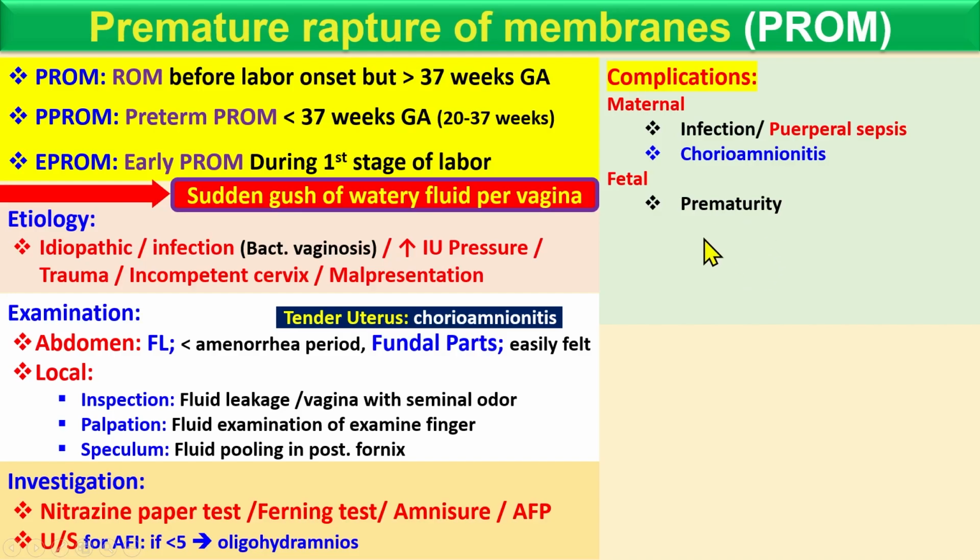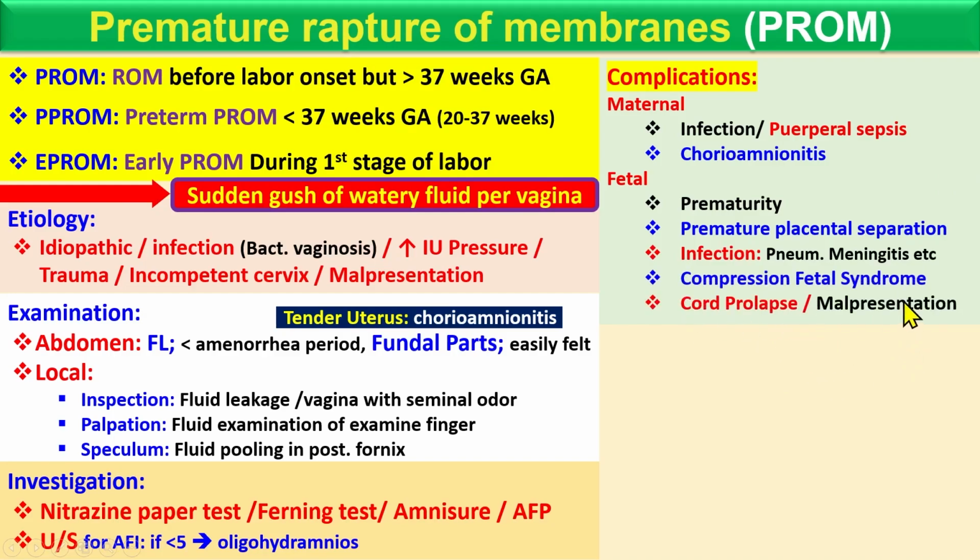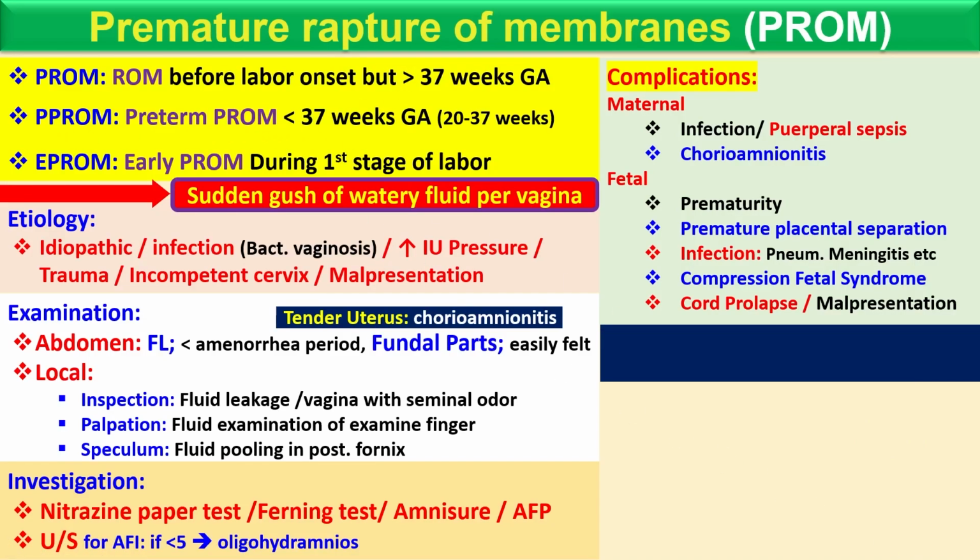And what are the fetal ones? There would be prematurity, which can affect lung development and GIT development, and there would be premature placental separation and increased risk of infection like pneumonia and meningitis, and also cord compression, cord prolapse, and malpresentation. So these are the complications of premature rupture of membrane. Detect the complications, especially infection. How can you check for infection? By looking at CRP, meaning C-reactive protein, total leukocyte count, differential leukocyte count, and ESR, erythrocyte sedimentation rate. This defines whether inflammation is present or not.